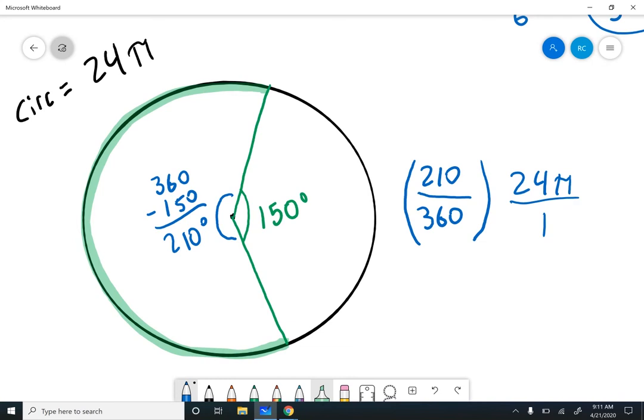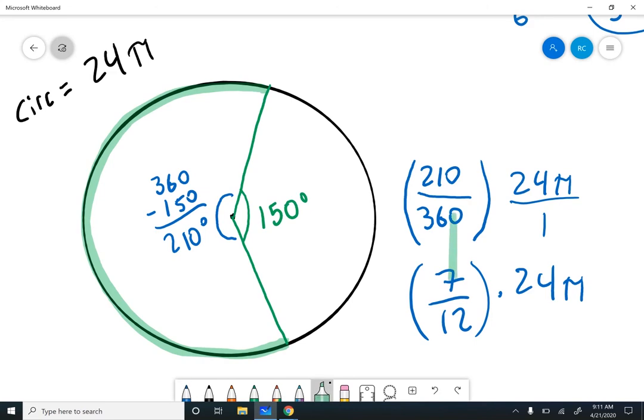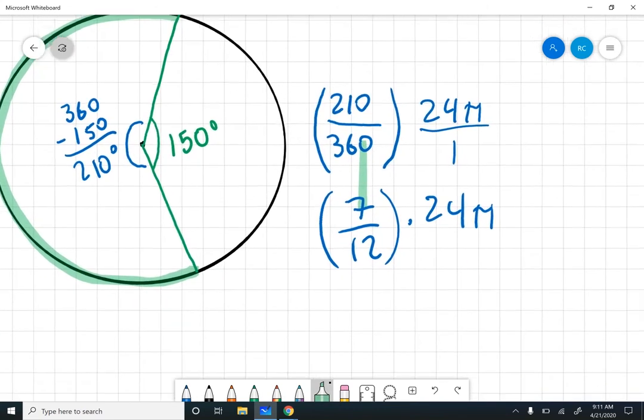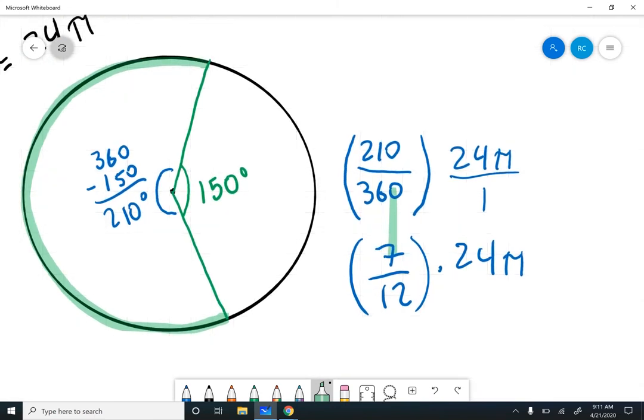Hey Google, reduce 210 over 360. Here is information from online calculator. I'm so lazy. So I got 7 over 12 times 24 pi. I used a calculator to get from here to here. More accurately, I asked Google.